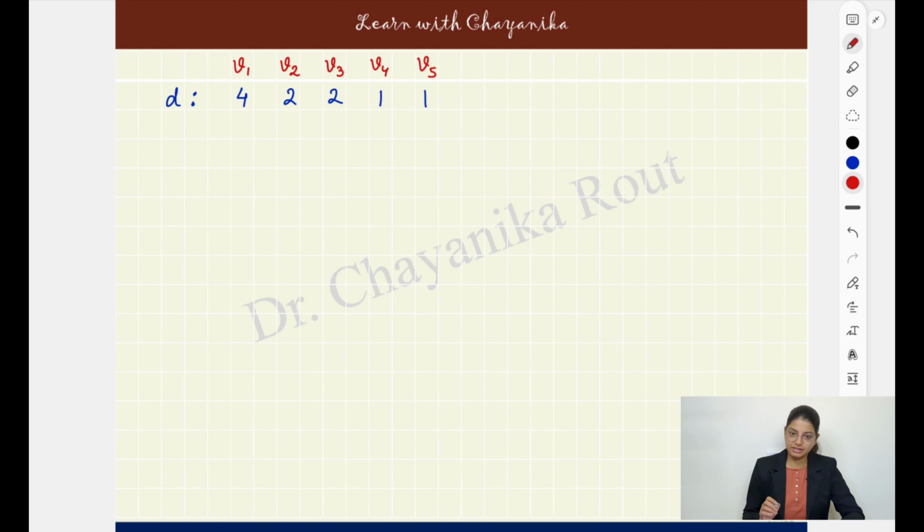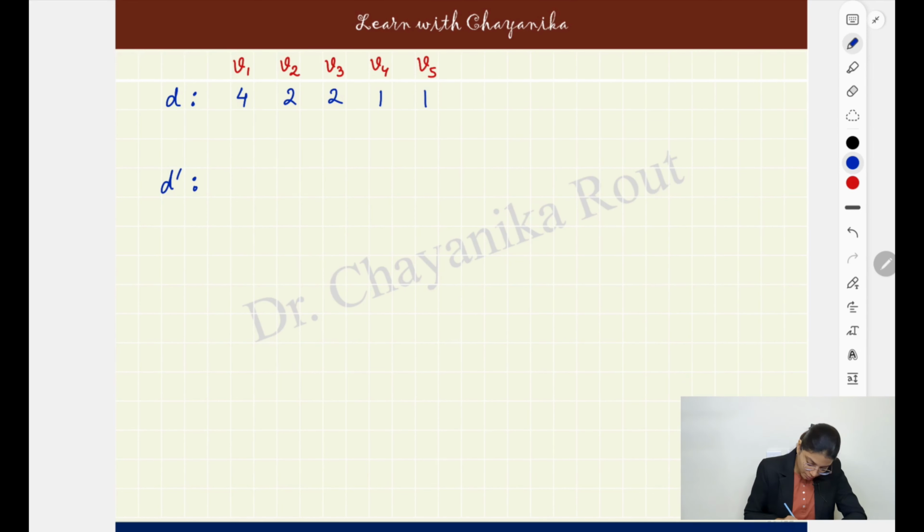Now why is this important? This labeling is not important to identify whether it is a graphic sequence or not, but this labeling will be very helpful when you try to construct the graph finally. So it is very important that you label it from the very beginning. So this is my given sequence D. Now as per the theorem, I will proceed to find the next sequence D dash.